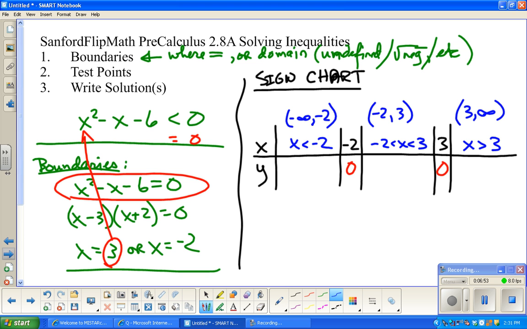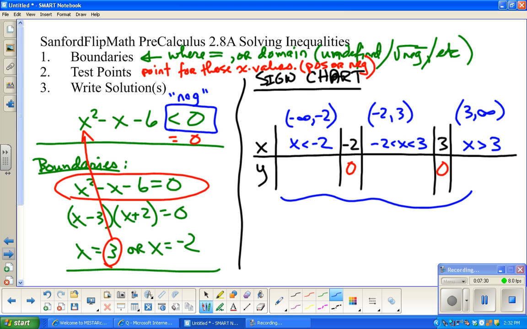Okay, so what we're going to do is do a test point. A test point is just a point in that region of those x values. And what we're going to do is get a y value for those. Really all I care about is whether the y values are positive or negative, because if you recall, we have this set up so that this is about 0, and in words, that means negative. So that's all I'm going to look for: whether it's positive or negative.